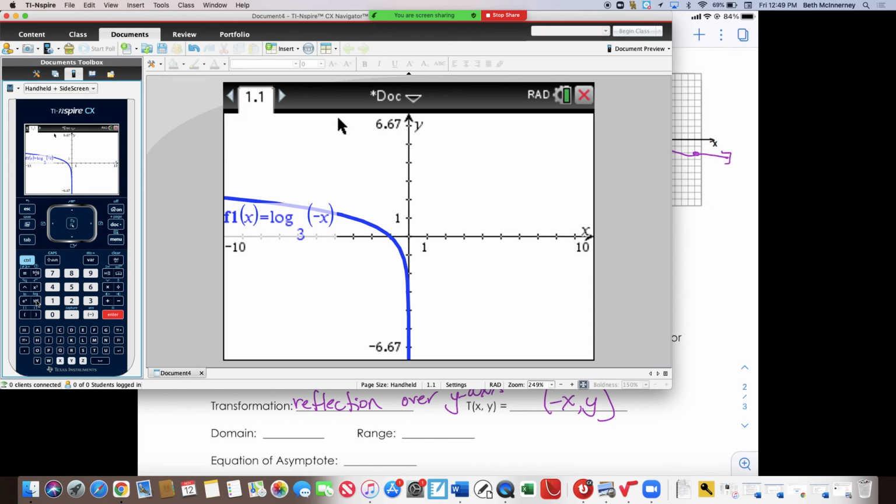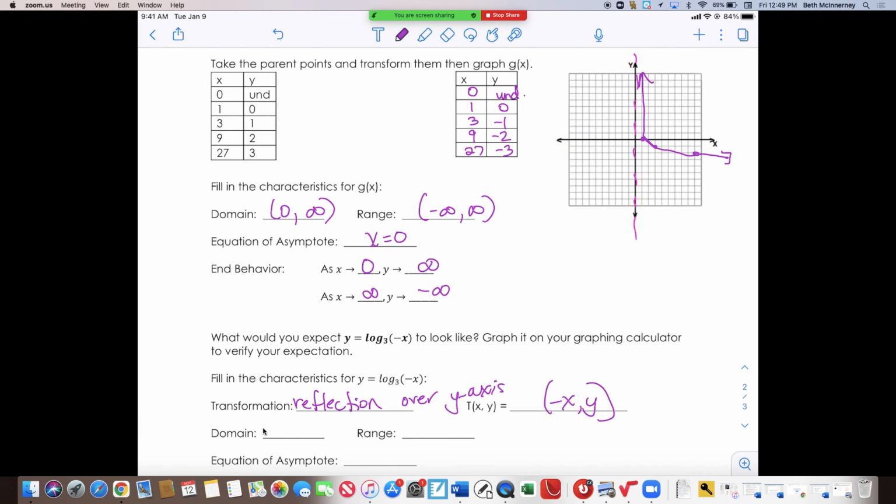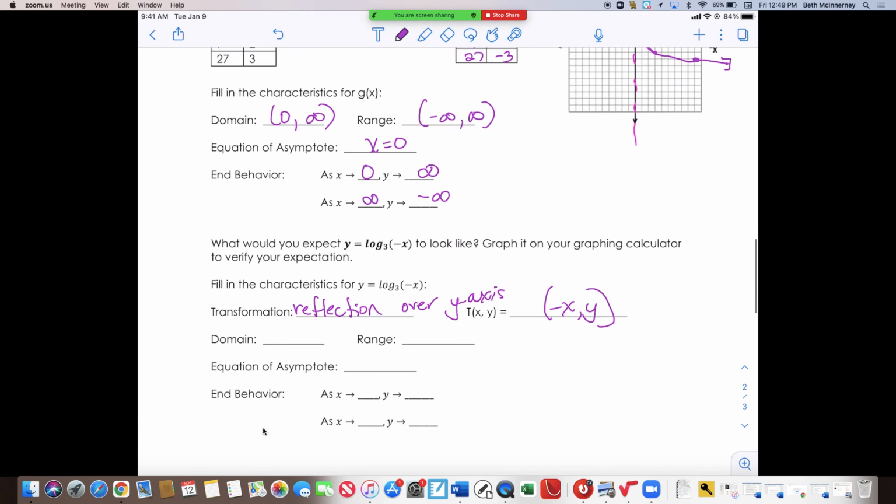I think I wrote the wrong domain down. Just caught myself. What's the domain? It's not 0 to infinity. That's to the right. Negative infinity to 0. So the domain is negative infinity to 0, but it still goes up and down forever. The asymptote didn't change. What is the only transformation that's going to change the asymptote? Left and right. I can do all the reflections I want, I can move it up and down, that does not change the asymptote, only left and right.